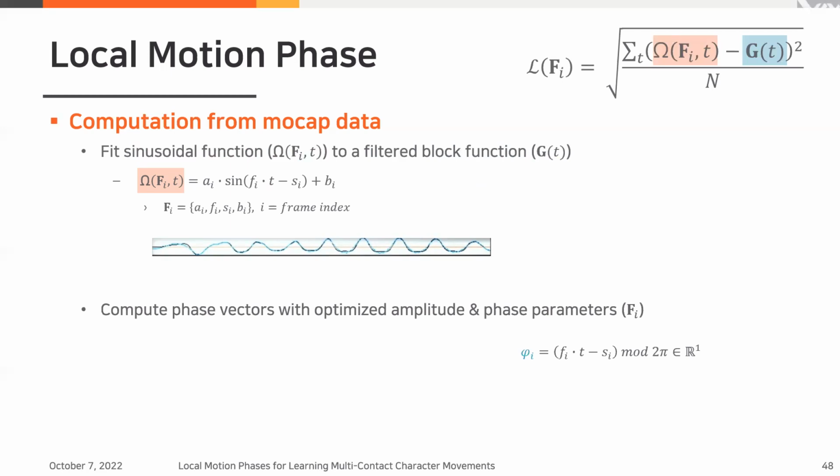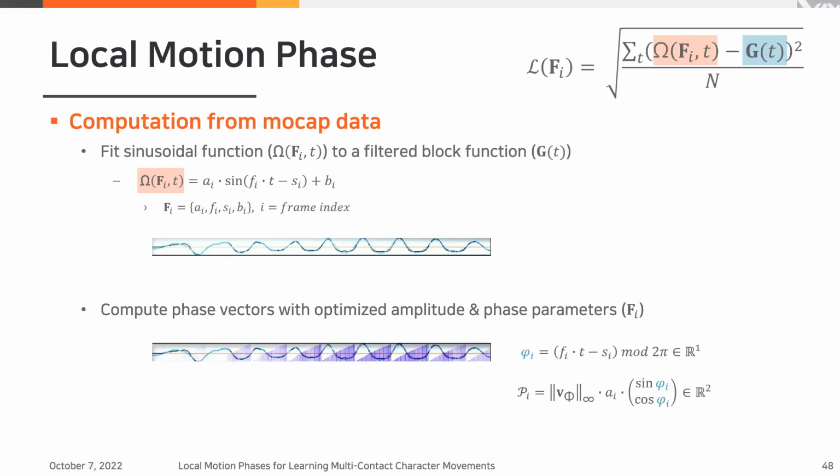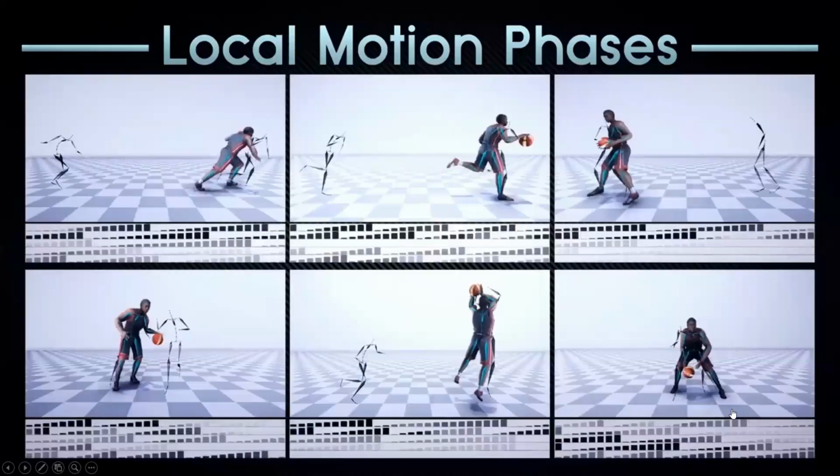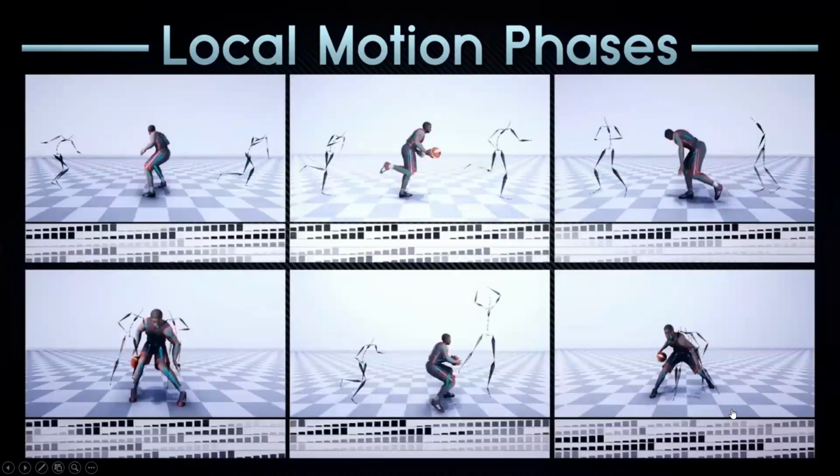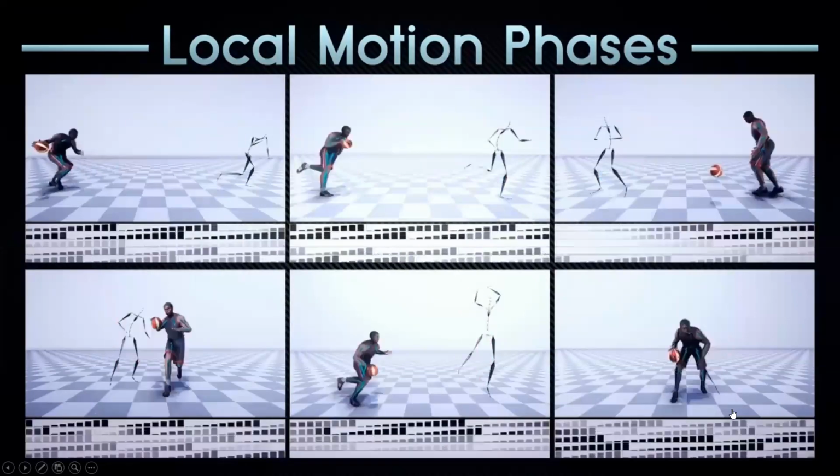Then with this equation, only the phase value phi can be computed using the optimized parameters. And thereafter, the final 2D phase vectors are computed using this equation. These are the results of local phases extracted from the asynchronous motion.